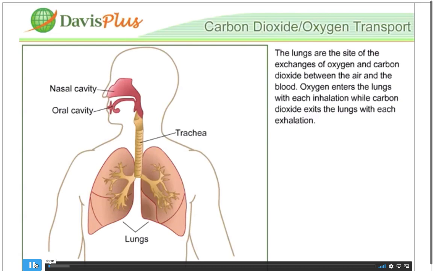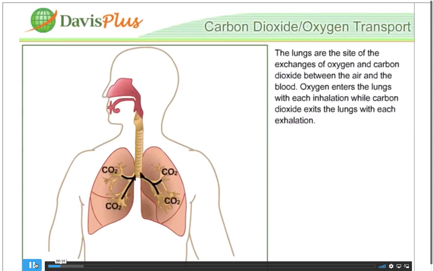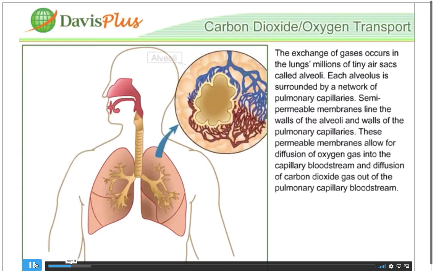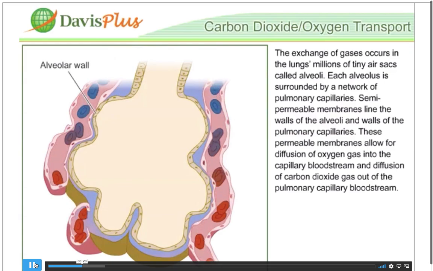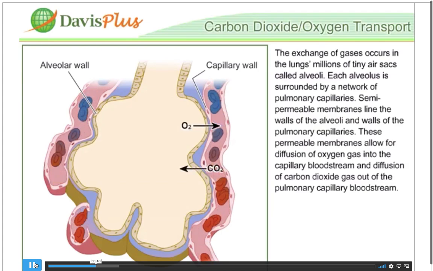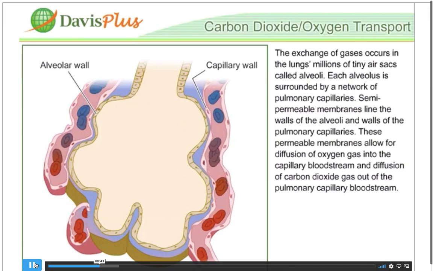The lungs are the site of exchanges of oxygen and carbon dioxide between the air and the blood. Oxygen enters the lungs with each inhalation, while carbon dioxide exits the lungs with each exhalation. The exchange of gases occurs in the lungs' millions of tiny air sacs called alveoli. Each alveolus is surrounded by a network of pulmonary capillaries. Semi-permeable membranes line the walls of the alveoli and the walls of the pulmonary capillaries. These permeable membranes allow for diffusion of oxygen gas into the capillary bloodstream and diffusion of carbon dioxide gas out of the pulmonary capillary bloodstream.